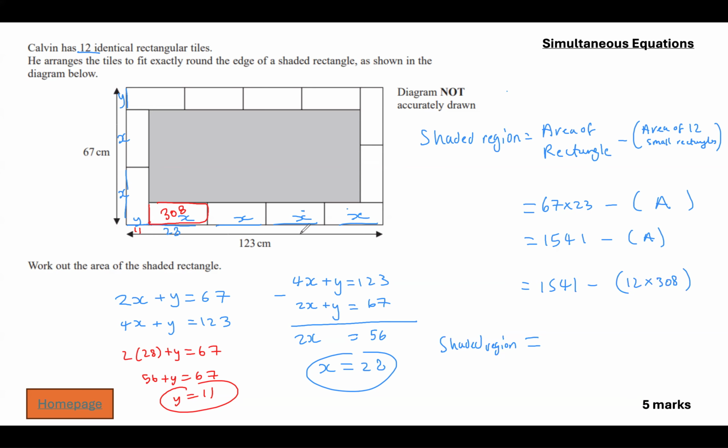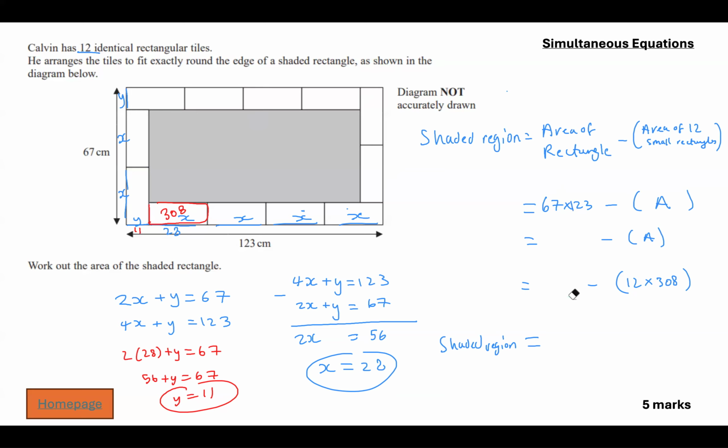Have we made a small mistake here? 11 times 28. I think there is a small, right, I see where the error is. And I'm glad I've managed to work that out because I was getting a negative answer. So it's not 67 times 23, it's 67 times 123. Always good. Check your work.